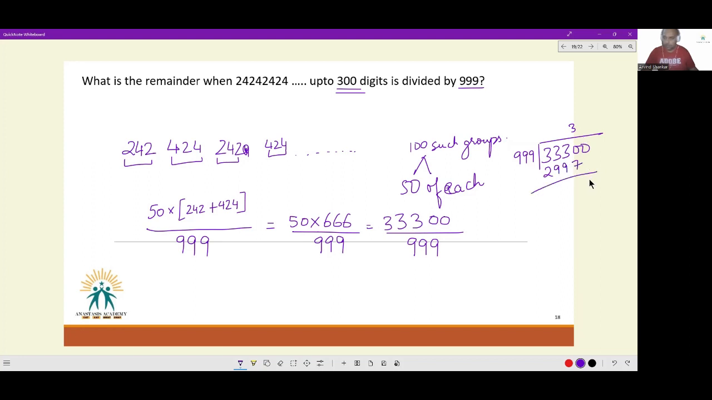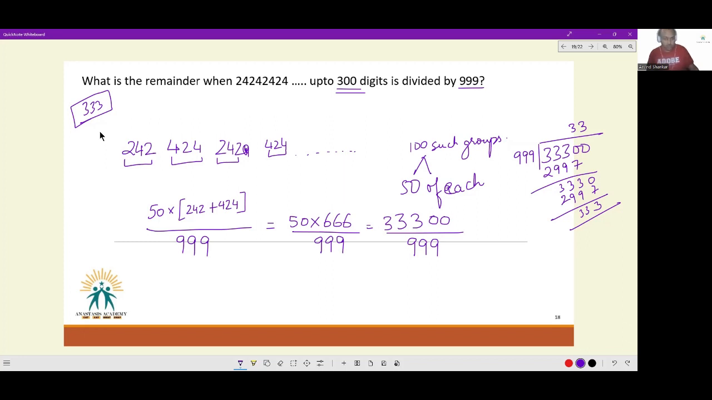2997, we get 0, we get 3. 12 minus 9 is again 3. So 3300. So we again get 3. So with 2997, we'll get 333. The remainder obtained here will be 333.